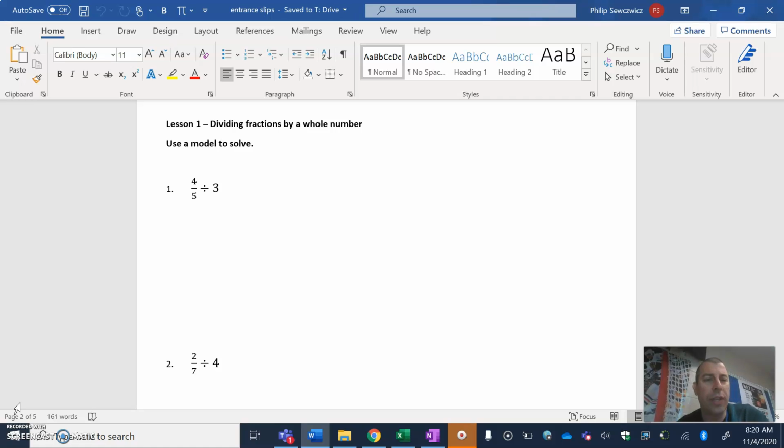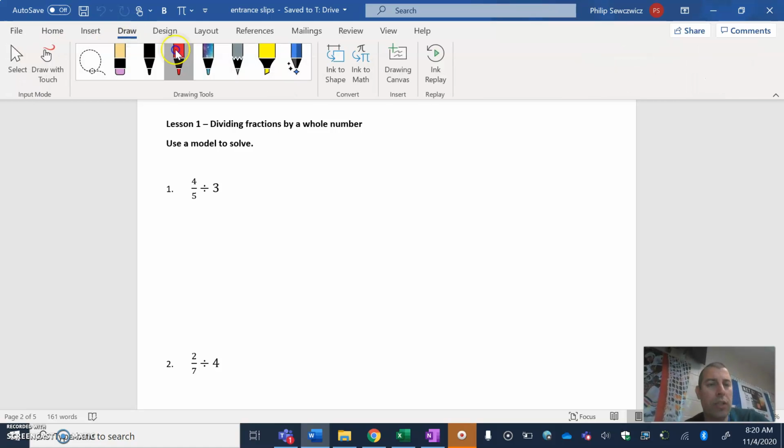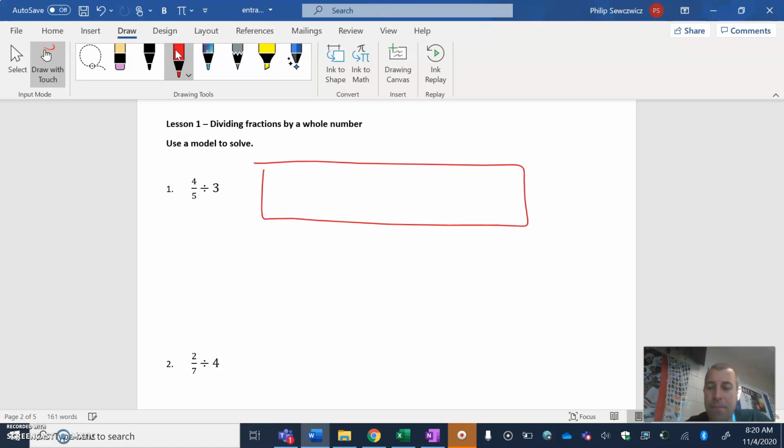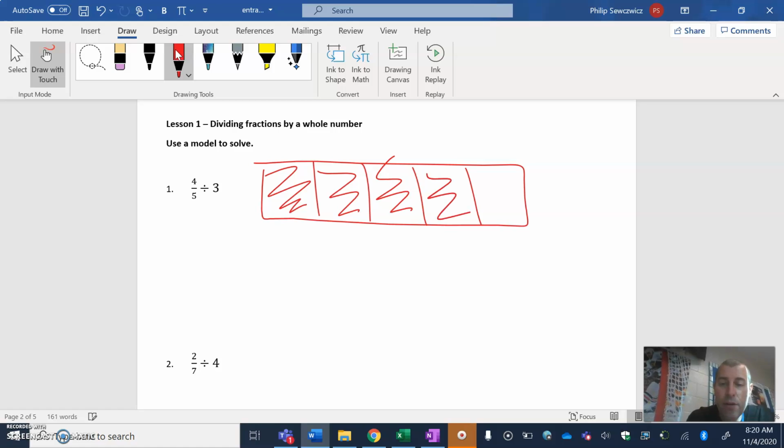When we do this, we are going to take our knowledge of what a fraction looks like. It's 4/5, so 1, 2, 3, 4, 5 of them, but we are shading in 4 of them. What we're doing is dividing it by 3. And remember, when you divide something by 3, you're putting them into 3 groups, and you want to know how much is in each group.